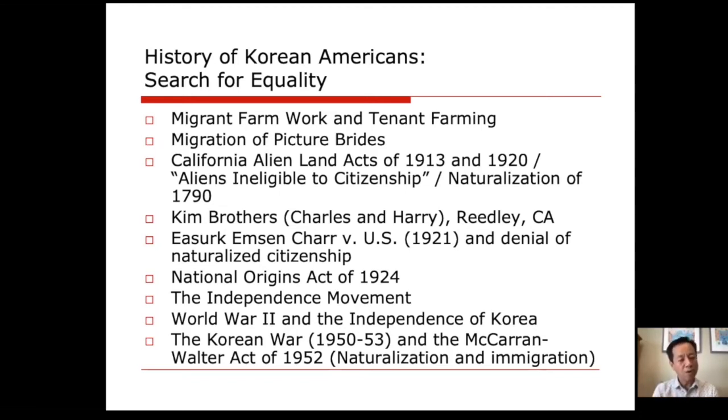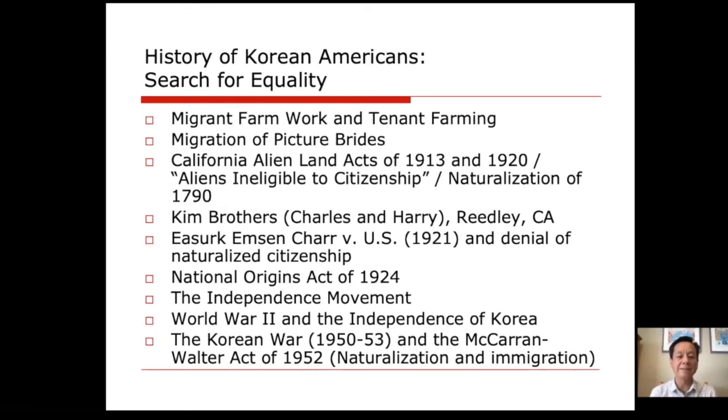A very important court case that Koreans were involved in is a citizenship case called Ozawa... I mean, Easurk Emsen Charr versus the United States. Emsen Charr was a teenager when he lied about his age and got to Hawaii to work in the plantations, came to the mainland, graduated from college, in fact, attended medical school for a hot second before he was drafted into the US Army. For what war? The First War.